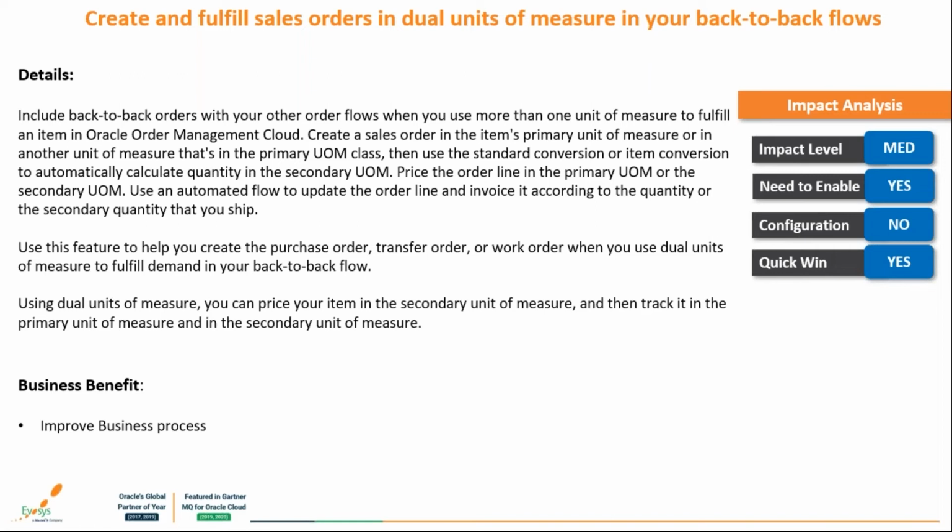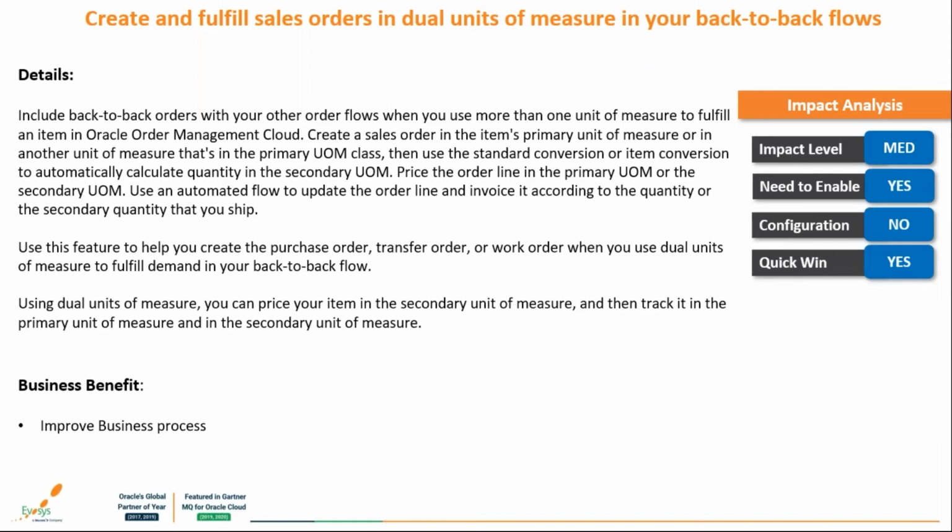When you employ dual unit of measure to fulfill demand in your back-to-back flow, use this tool to assist you in creating the purchase order, transfer order, or work order. You can price your item in the secondary unit of measure, then track it in both primary and the secondary unit of measure using dual unit of measure.